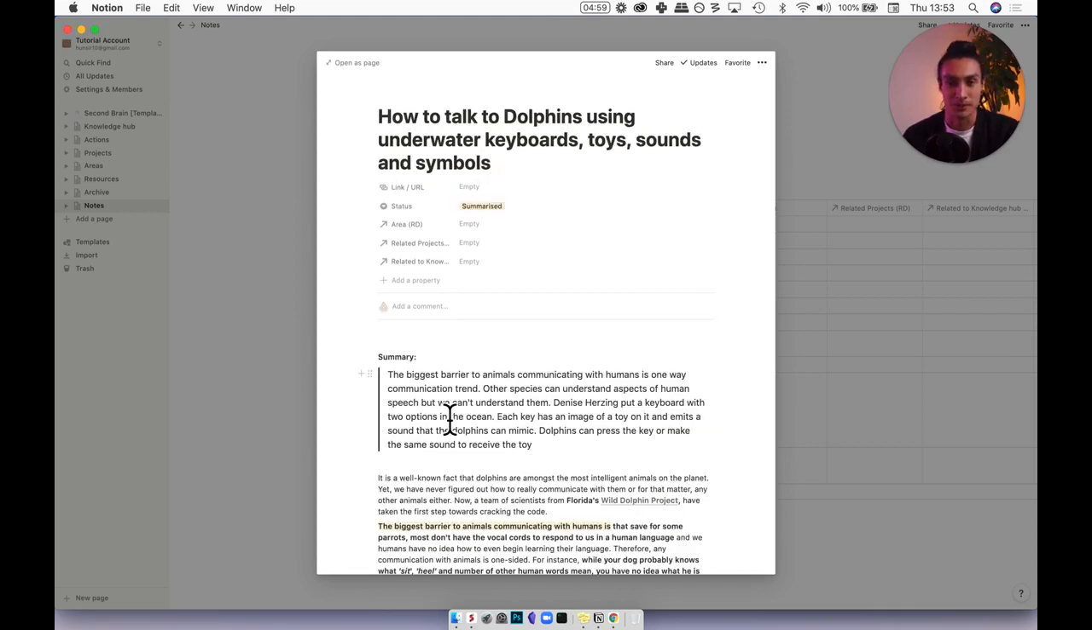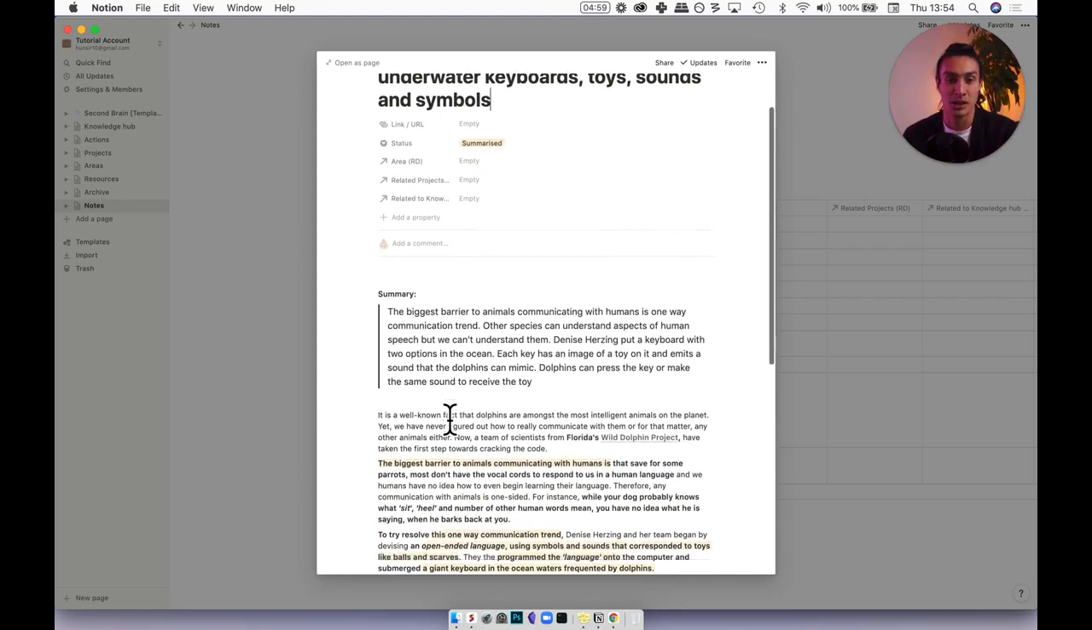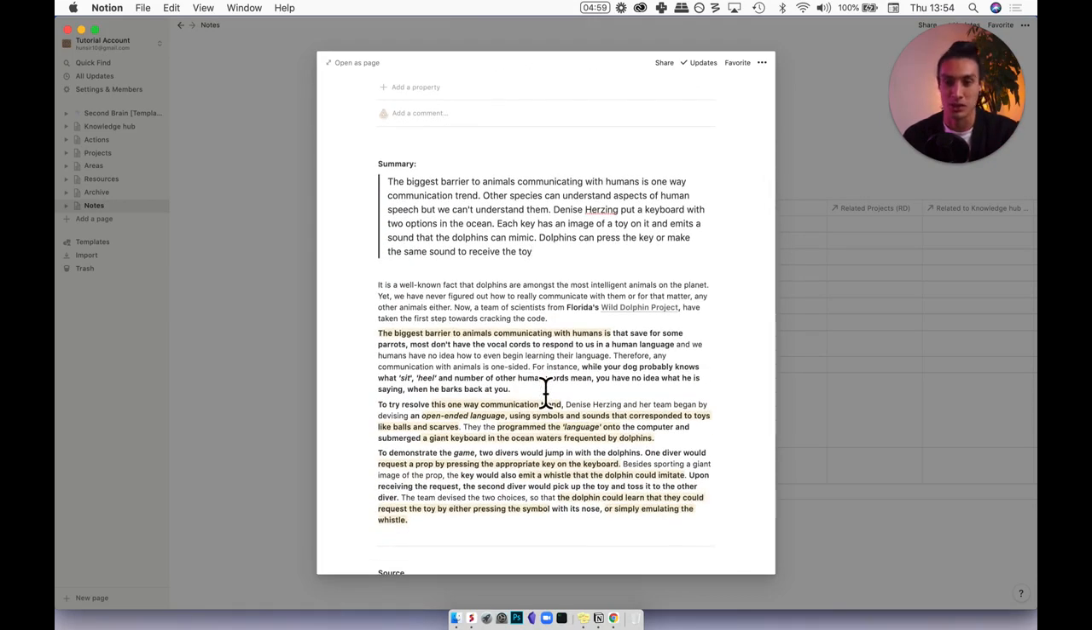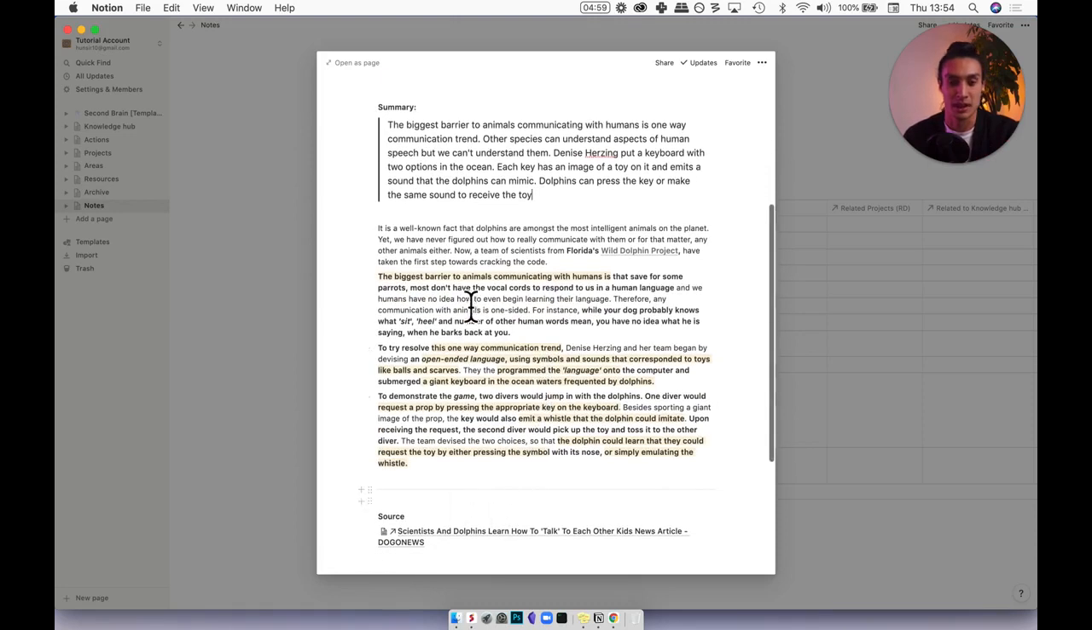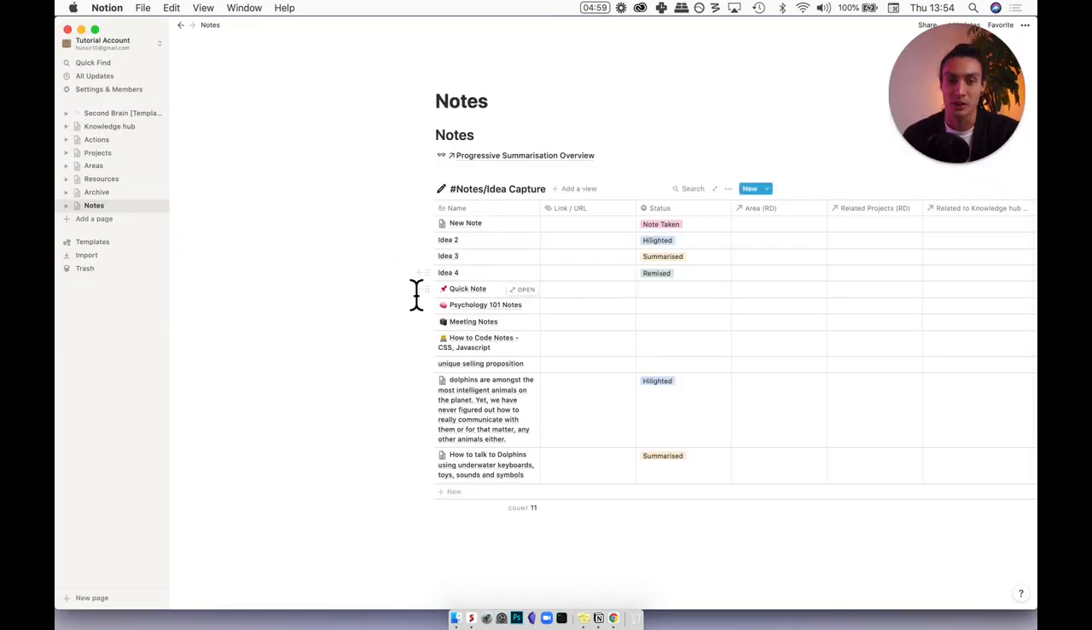Check out this note. This is exactly the same passage, but run through progressive summarization. The title is a kind of mini summary of the gist of the whole note. There's actually a summary at the top and highlights to show me the essential information. So next time I visit it, I can see what the source was and find the key insights. If I go over to the notes page here, you can see that there's different notes, but they're at different layers. This one says note taken, this one says highlighted, this one summarized. What does that mean? What are the different stages?